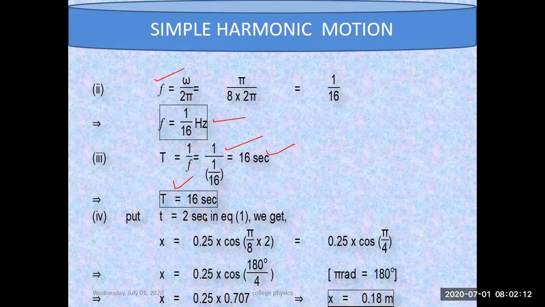Now, if t is equal to 2 seconds in the equation, putting the 2 in the t and putting the other given values, we get 0.25 cos pi by 4. Cos pi by 4 means cos 180 divided by 4. After putting the values, you are getting displacement. It is equal to 0.25 multiplied by 0.707, and this displacement is 0.18 meter.